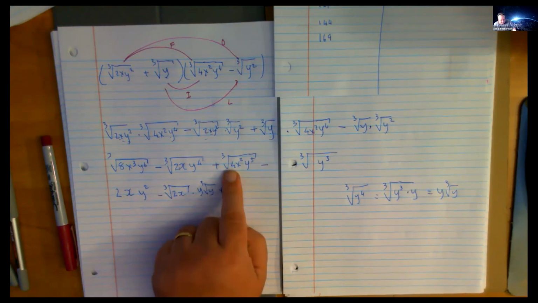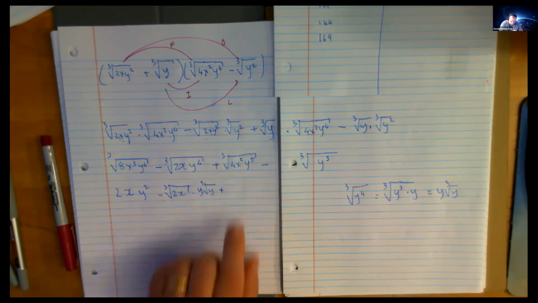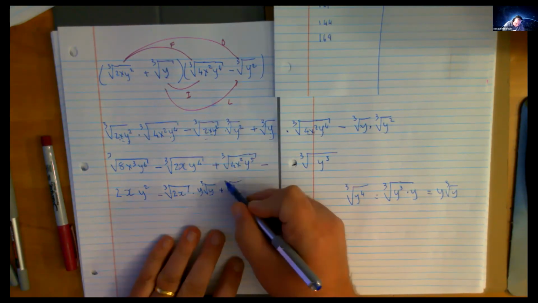Let's look at this one. Can you do anything with the 4? Yeah. You can't even do anything with the x squared. Agreed, the cube root of x squared is kind of stuck. So I'm just going to leave those 2 guys alone.